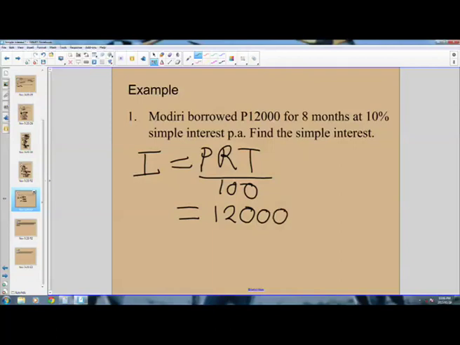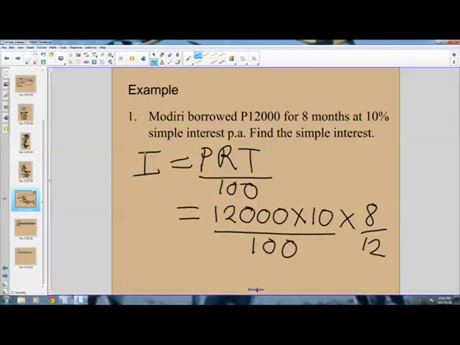Yes, it's 12,000 times the rate. The rate is 10% times 8 months. We have to convert this 8 months into years. How do you convert 8 months into years? This will be times 8 divided by 12, because there are 12 months in a year. So we have to divide the 8 by 12 to convert that into years. And let's remember that we also have to divide here by 100.